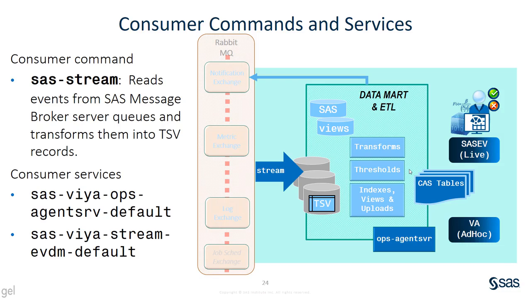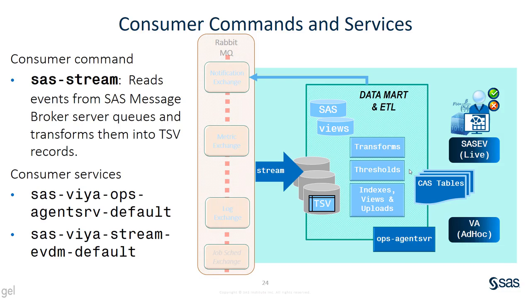So the producers put information into the queue. That's all they do. They just send information over. They don't care who's listening. They just send it. The consumer commands take care of pulling information out of those queues and determining whether it's a message or an event that I'm caring about.